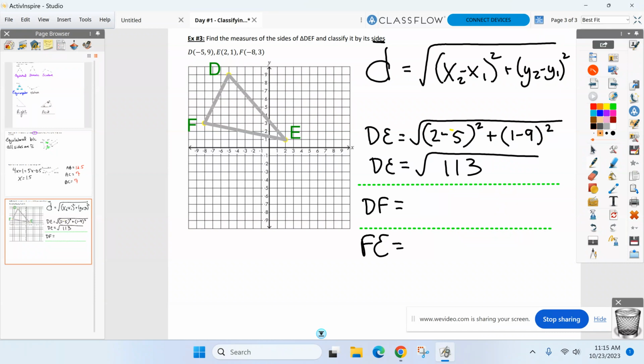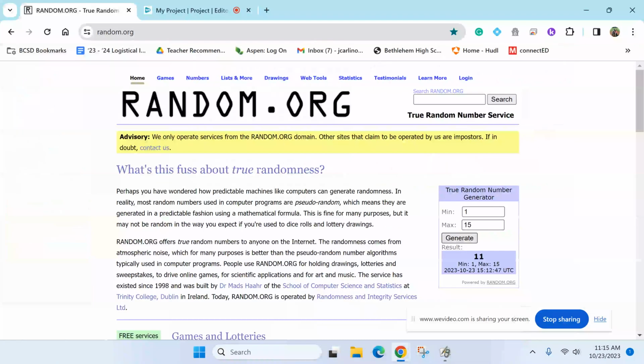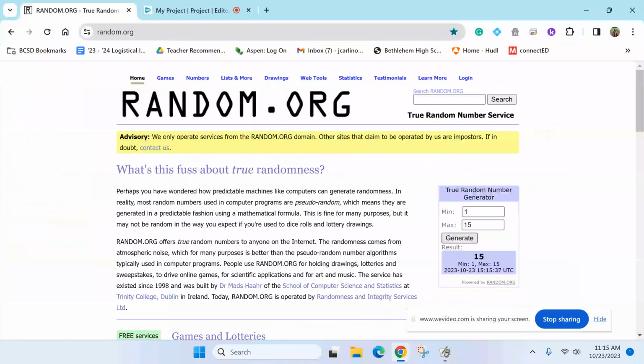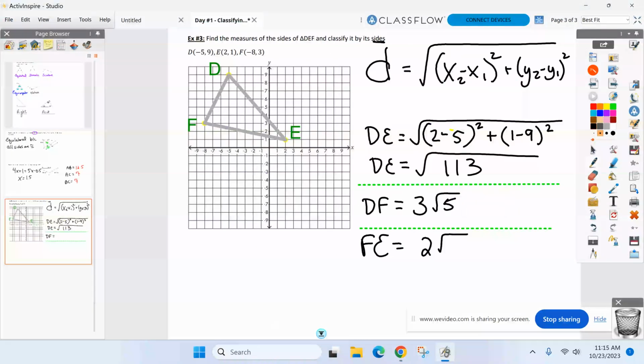How are we looking? All right. Okay, either one. I'll take DF or FE. Doesn't matter. Let me know. Whatever one you're comfortable giving me here first. Ian, go ahead. Which one are you going to give me here? DF. Yep. 3 radical 5. Good work. And then anybody have FE? If not, let me know when you're finished with it. Gabby. 2 radical 26 looks good to me.